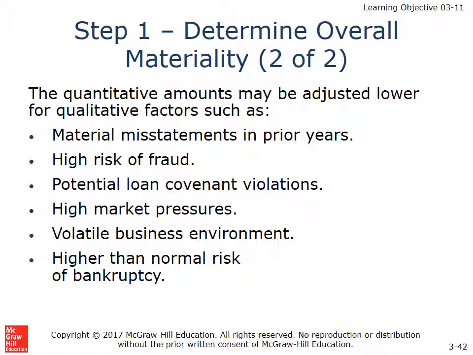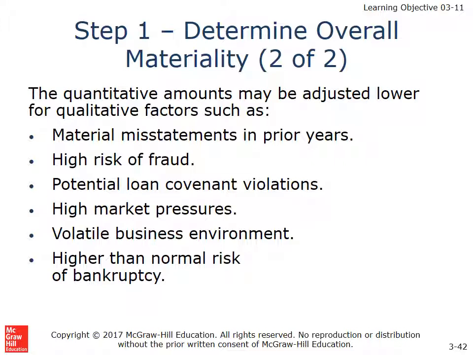The quantitative amounts may be adjusted lower for qualitative factors. Meaning, well, last year we found a lot of misstatements, and there was a material misstatement last year. Maybe we shouldn't use that high dollar amount we just calculated based on this year's net income or operating income. The business is just in an industry with a high risk of fraud. Maybe we should lower that materiality level, how much the financial statements could be off overall.